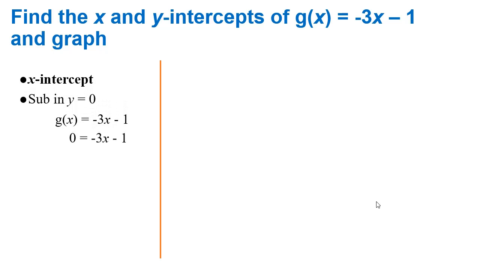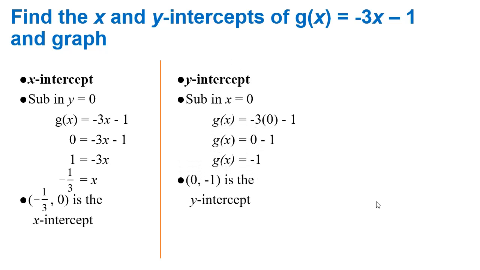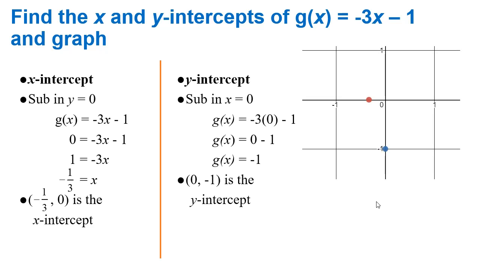All right, so hopefully you did that. Our x-intercept is going to be -1/3, and then if I do the same thing for our y-intercept, I'm going to find out that our y-intercept is -1. If I plot both those points, I'm going to get this line right here.